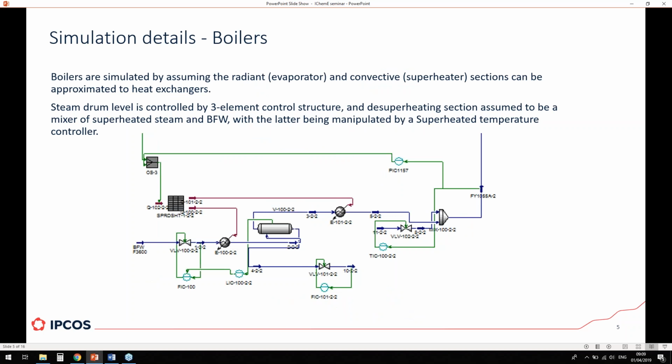So what did we do for each of the boilers? That basically extrapolates to all four boilers: two in the north, one in the middle, and one in the south. The boilers were simulated assuming that both the radiant and convective sections can be approximated as heat exchangers. The thing is, with HYSYS Dynamics you have limitations in how much you can use the fired heater block that already exists. You don't get to play too much with it. It's more intended to size new fired heaters, not so much to do dynamic simulations with it. So that's why we had to take this approach.